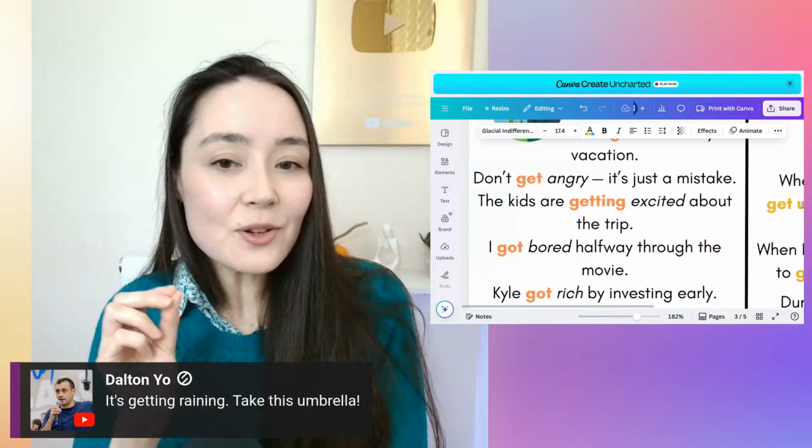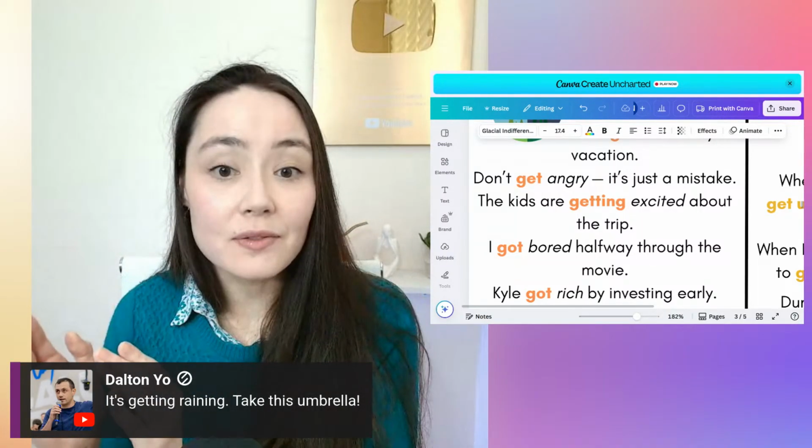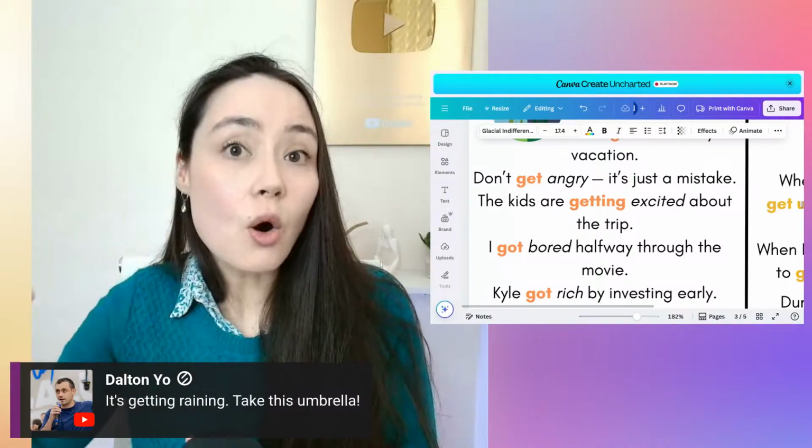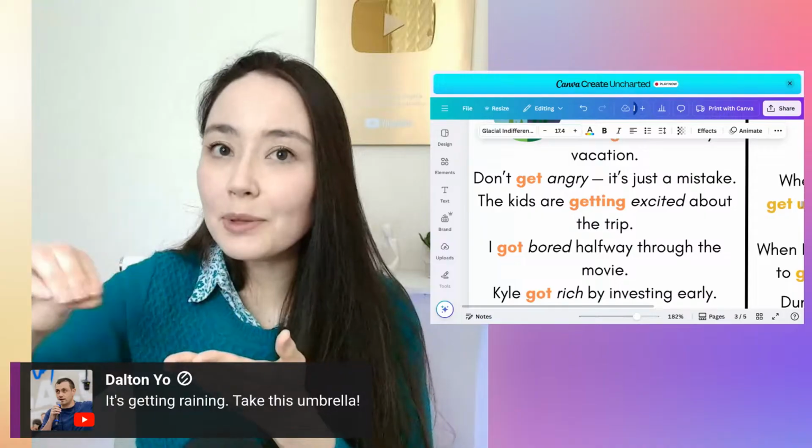Dalton, it's getting raining. In this case, we need get plus adjective. We can say it's getting colder. Bring an extra coat. But we wouldn't say it's getting plus verb.